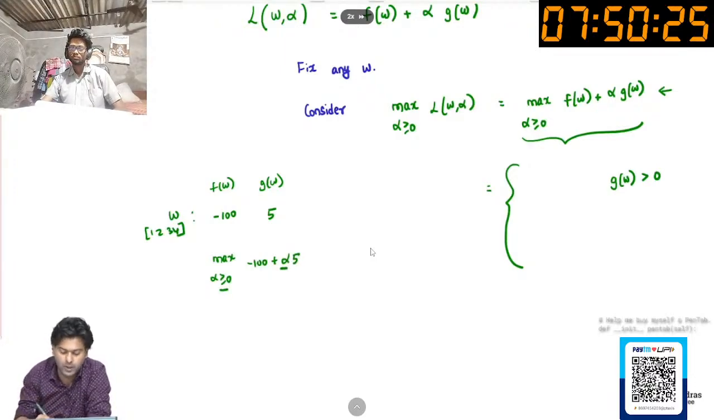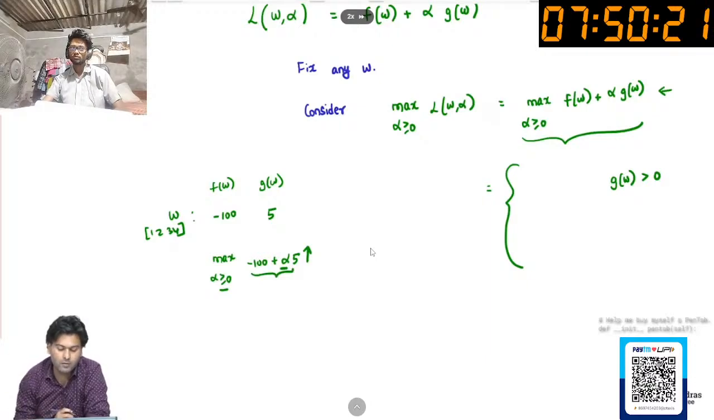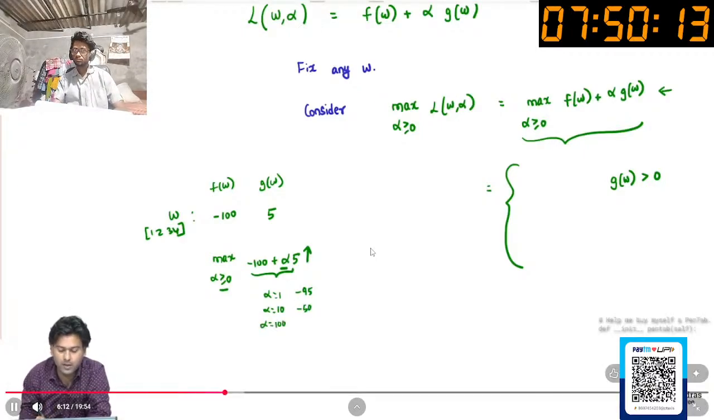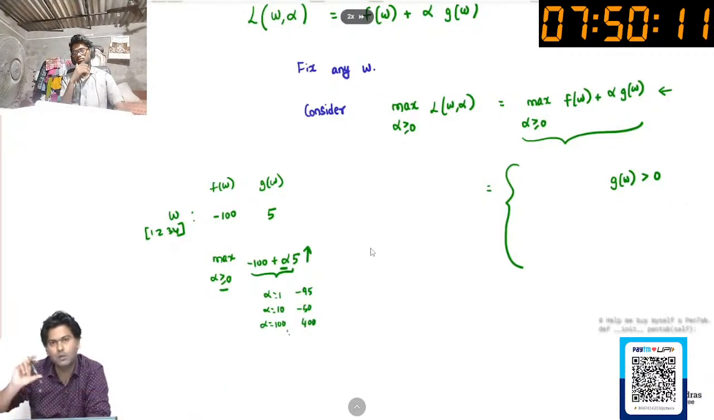I can put any non-negative quantity here, but then I want to push this sum as high as possible. Now how high can I push this? Well, if I set alpha equals 1, then this value is minus 95. For alpha equals 10, this is minus 100 plus 10 into 5, which is minus 50. If alpha equals 100, then this is minus 100 plus 500, which is 400. If I increase alpha, it looks like I can push this value as high as I want, right?